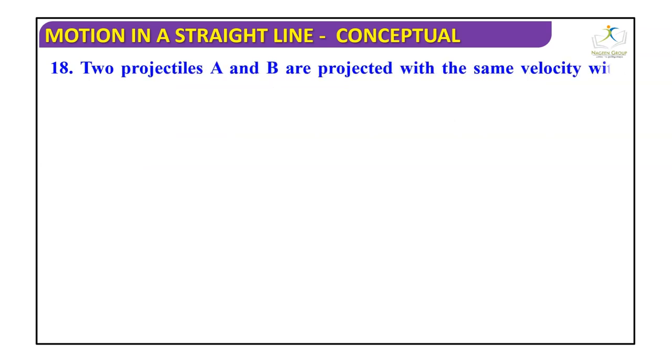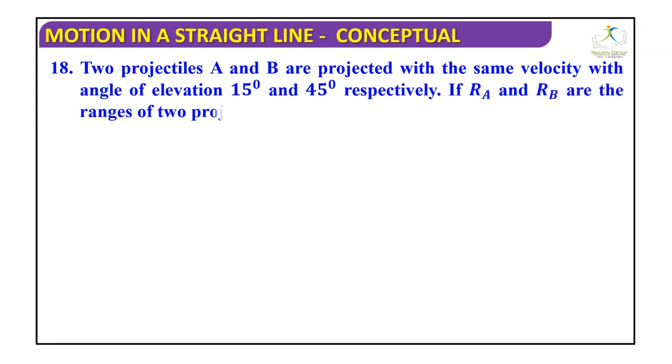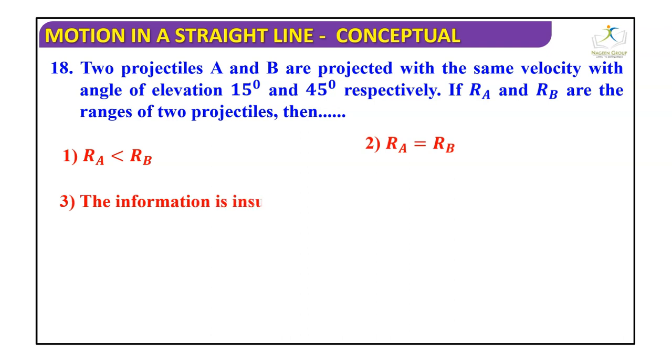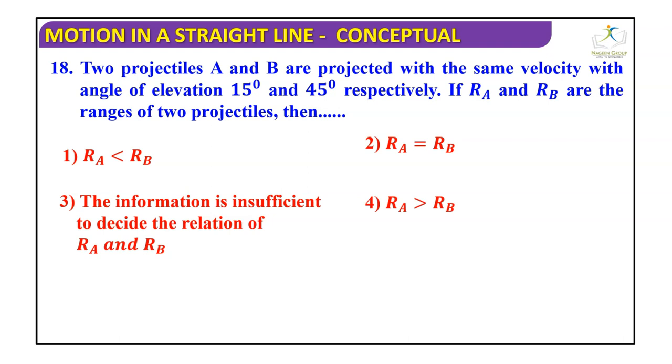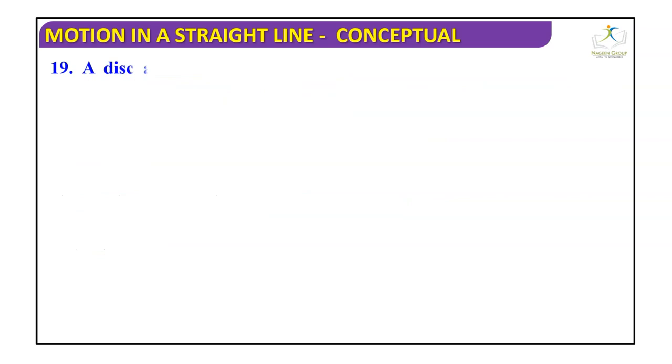Next question, 18th: projectiles A and B are projected with the same velocity with angles of elevation 15 degrees and 45 degrees respectively. If RA and RB are the ranges of the two projectiles, then: RA is less than RB; RA is equal to RB; the information is insufficient to decide the relation between RA and RB; fourth, RA is greater than RB. So the correct option is first.